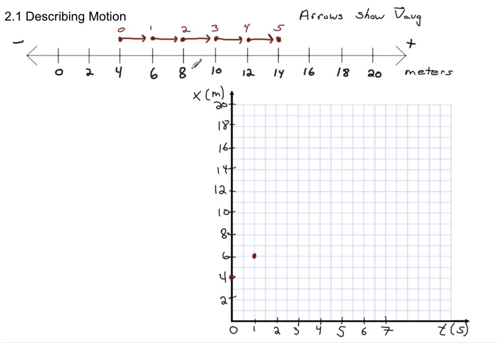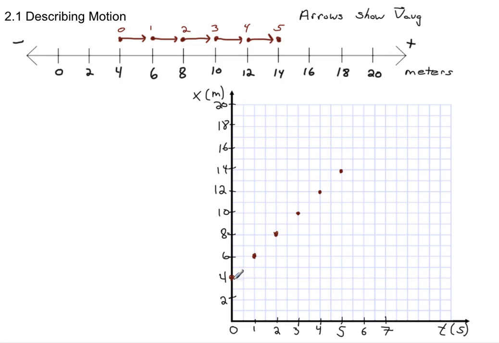At 2 seconds, this object is at a position of 8. At 3 seconds, 10. At 4 seconds, 12. At 5 seconds, the object's at a position of 14 meters. So when you look at this motion map, you should see that this object has a constant velocity to the right, so a positive constant velocity.